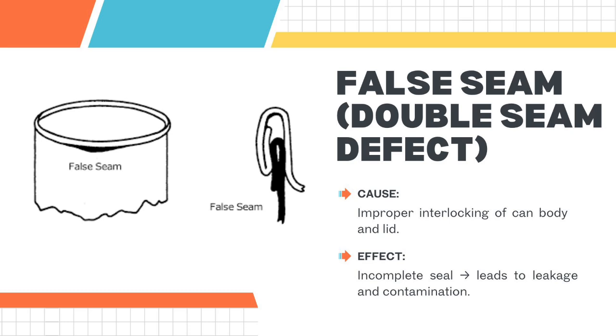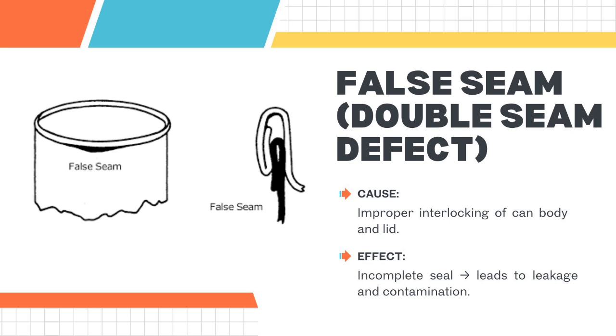Why is it necessary to avoid this kind of can defect? Well, a false seam is one of the most serious double seam defects. Even though the can might look okay from the outside, the inside isn't sealed tight enough. This can lead to leaks, spoilage, or contamination, especially in canned food products. It usually happens because the seaming machine isn't properly adjusted or the others are worn out. That is why there is a need for prevention.